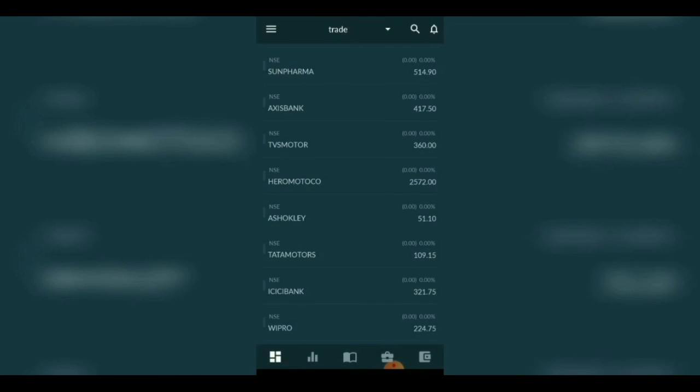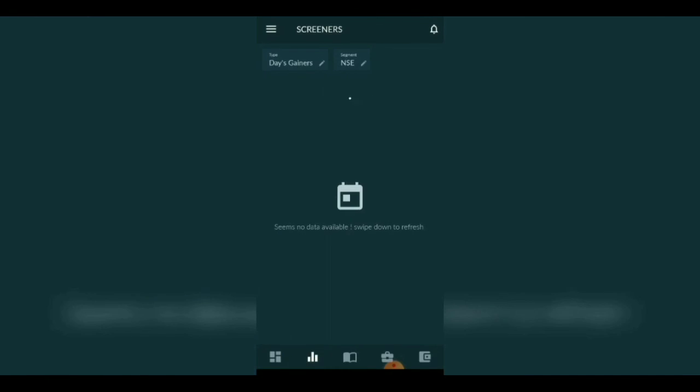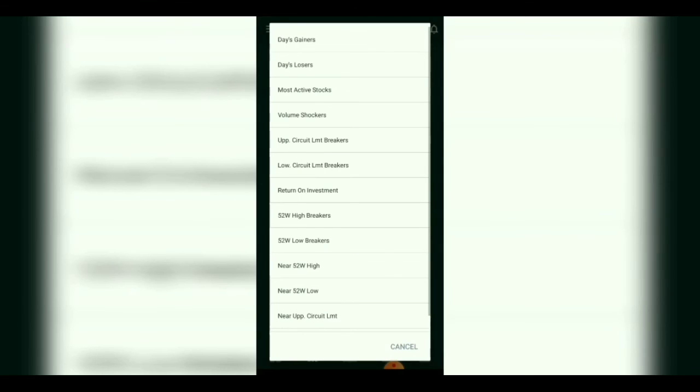If you move to the screeners option, you could screen the stocks using various preset criteria. Spend some time and get suited.